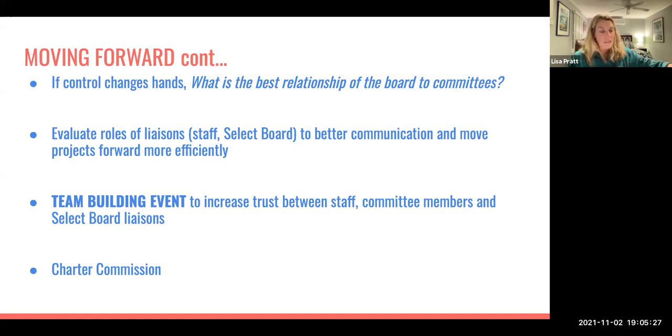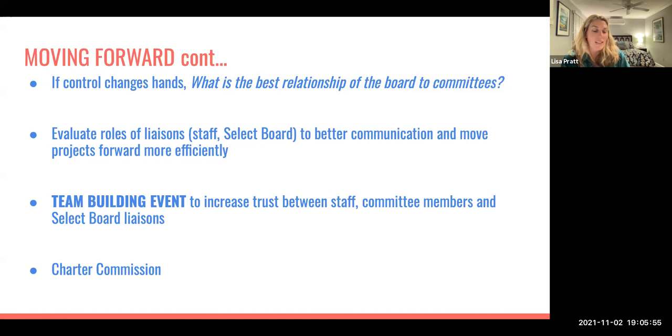And I would love to have a team building event. This is my great desire, to increase trust between staff, committee members, and select board liaisons. Something that will open up the doors of communication. I used to work with team building many moons ago, and it really is an effective tool. I know with COVID it's difficult, and I'm not sure if there's a Zoom team building thing we can do out there, but I think that this is really important.